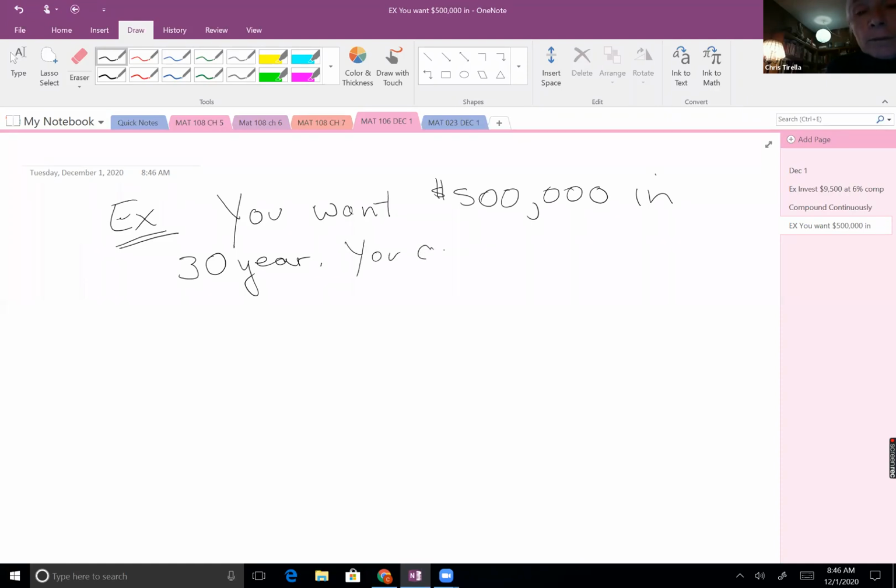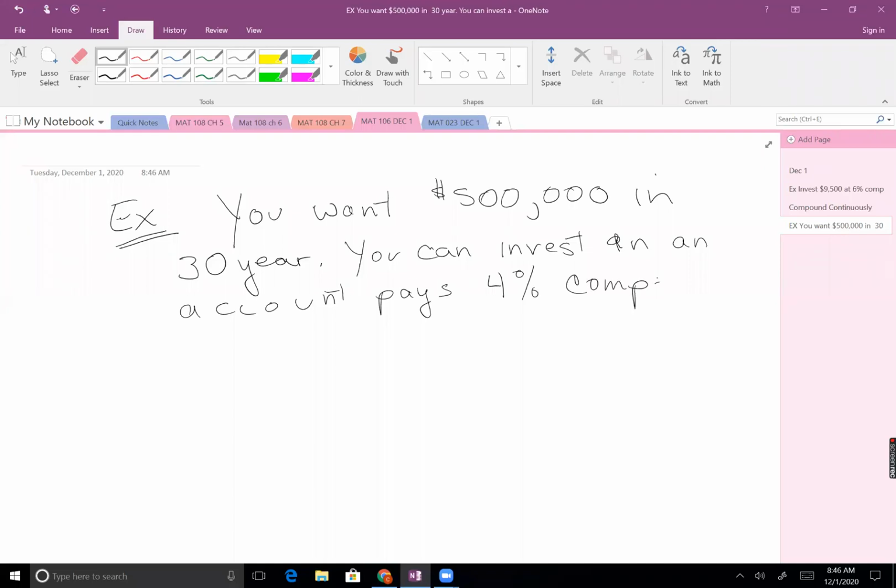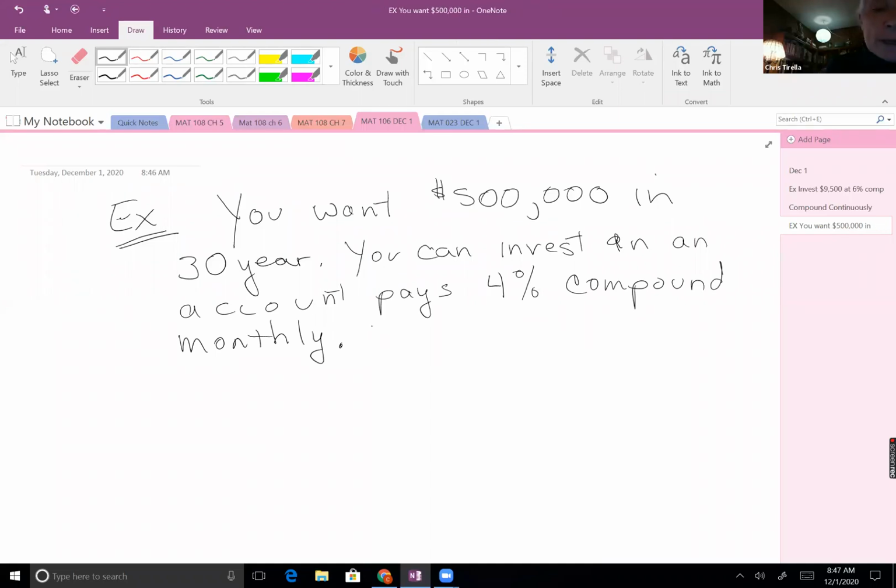You can right now invest in an account that pays 4% interest compounded monthly. How much should you invest now?